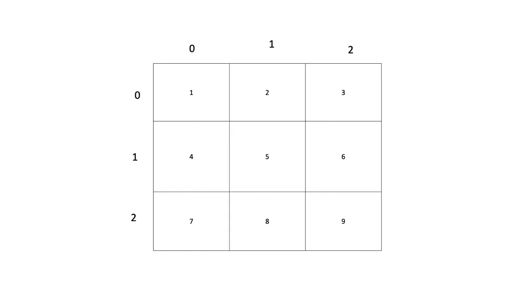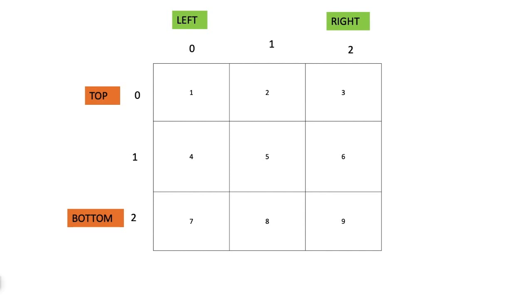Now we are going to declare 4 pointers. One pointer at the first row which is called the top pointer. The second pointer on the last row which is the bottom pointer. The third pointer on the first column which is the left pointer. And the fourth pointer on the last column which is the right pointer. We will iterate through each element of the matrix until the top pointer is less than or equal to the bottom pointer and the left pointer is less than or equal to the right pointer.